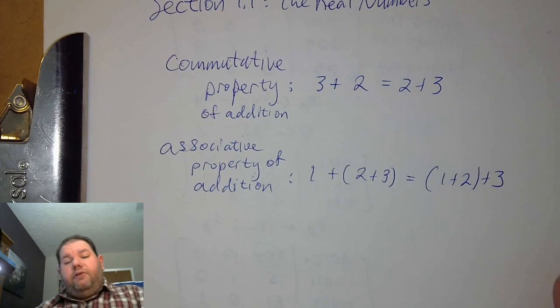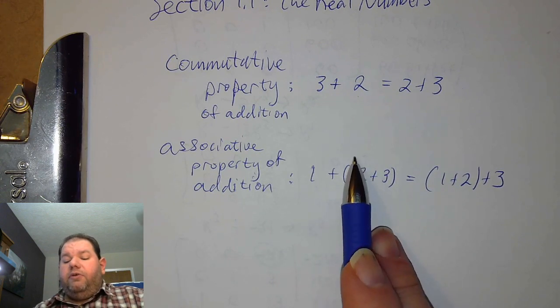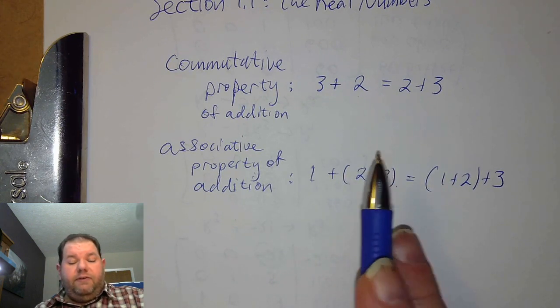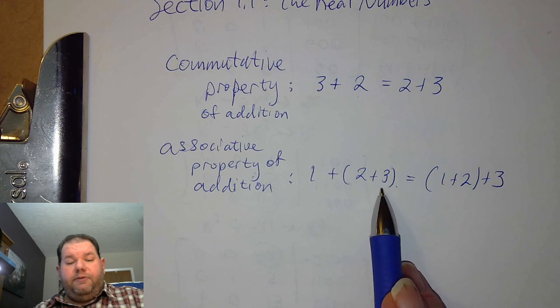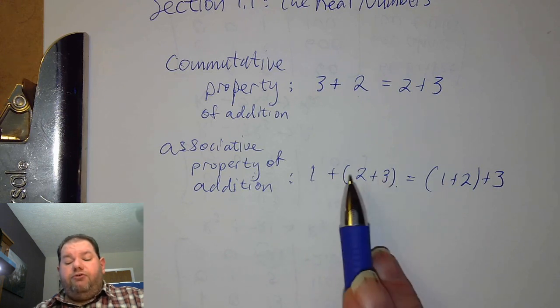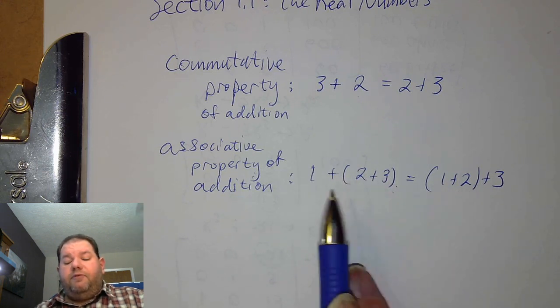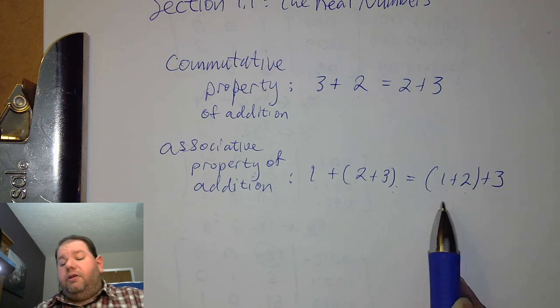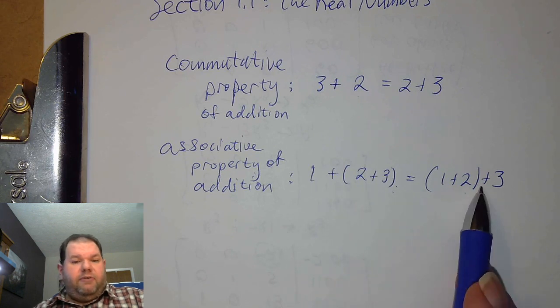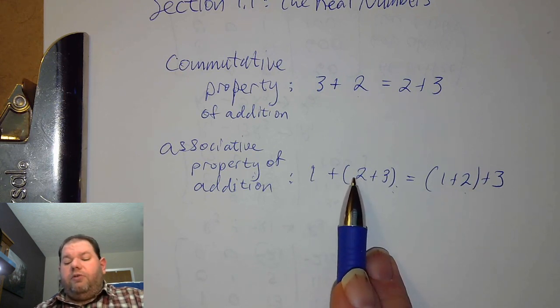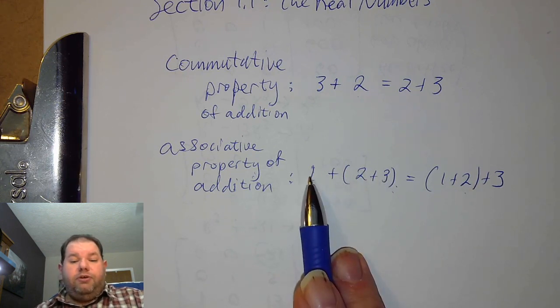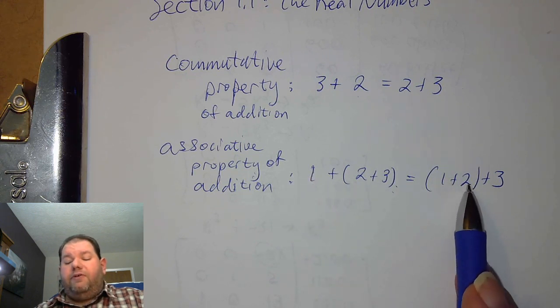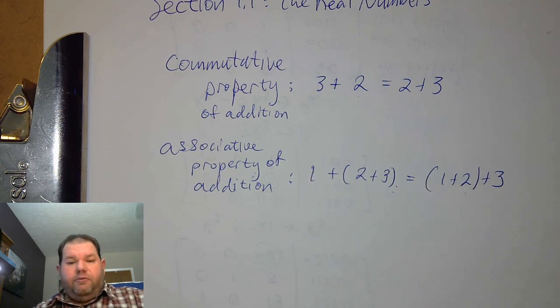And the idea with the associative property is that we associate these two things in parentheses, so 1 plus parentheses 2 plus 3. If we change where that association is, instead of 2 and 3, we put 1 and 2 in parentheses and leave the 3 separate. The idea is that we still have the same sum once we finish. Whether we add 2 plus 3 first and then add 1, or whether we add 1 and 2 first and then add 3, either way we're going to get 6. Okay, that's the associative property of addition.